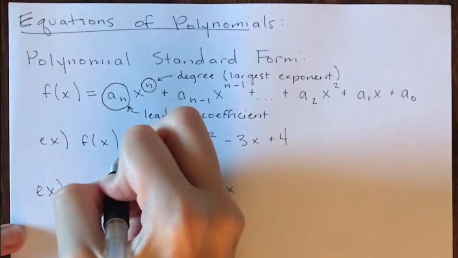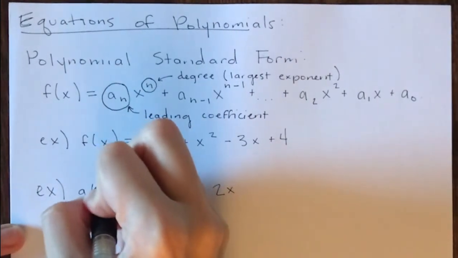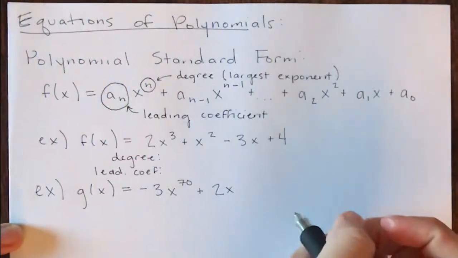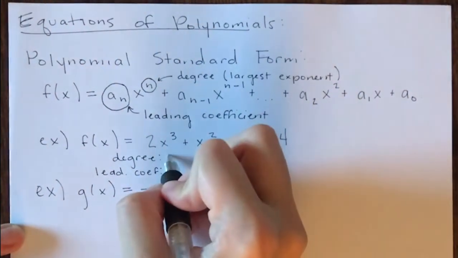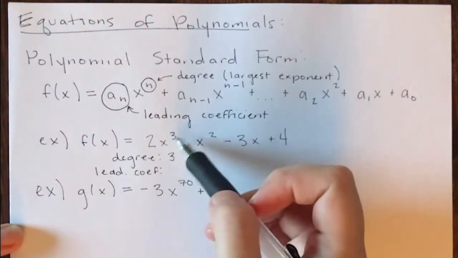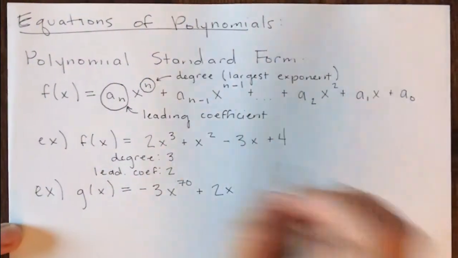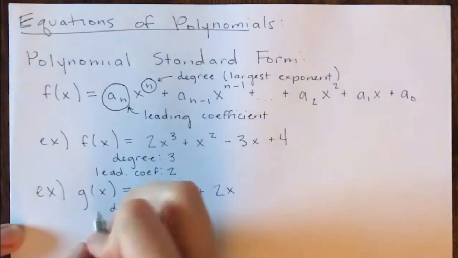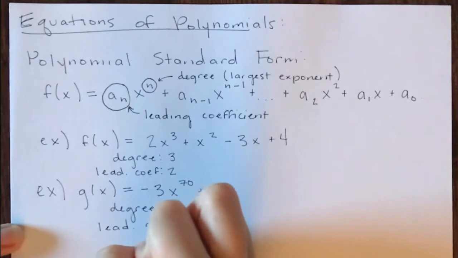So if we look at this example, what is our degree here? And what is our leading coefficient? Well, our highest degree is 3. And the coefficient attached to the term with the highest exponent is 2. What's the degree and leading coefficient of this second example?